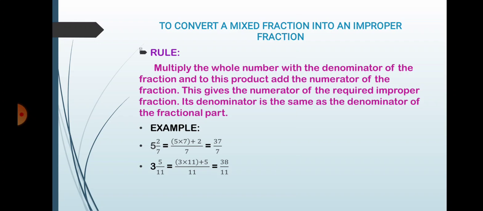So one more example: 3 5 by 11. The whole number 3 is multiplied with the denominator 11 and the product is added with 5. So 3 11s are 33. 33 plus 5 is 38 and the denominator 11 is written as it is. So this is how we will convert the mixed fraction into an improper fraction.